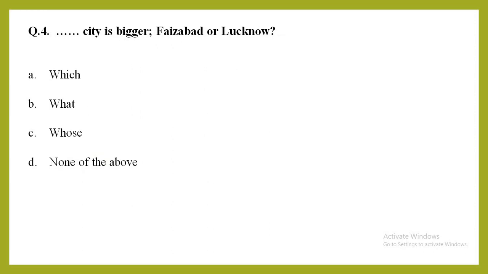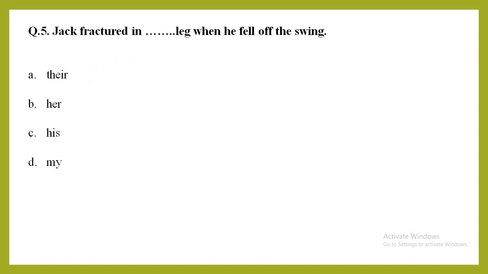Next is, dash city is bigger, Faizabad or Lucknow. Now your options are which, what, whose, or none of the above. The correct option is which. Next is, Jack fractured in dash leg when he fell off the swing. Now, to fill this blank, your options are their, her, his, or my. The correct option is his. So the sentence will be as, Jack fractured in his leg when he fell off the swing.